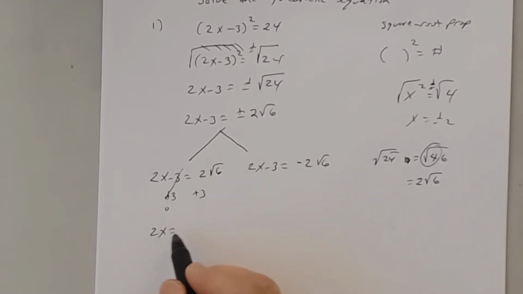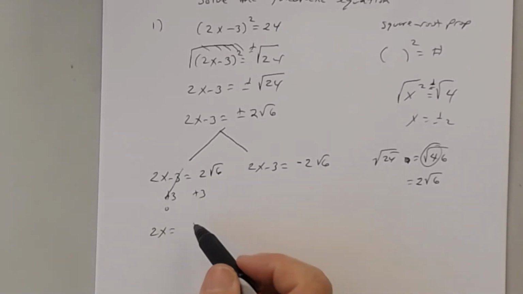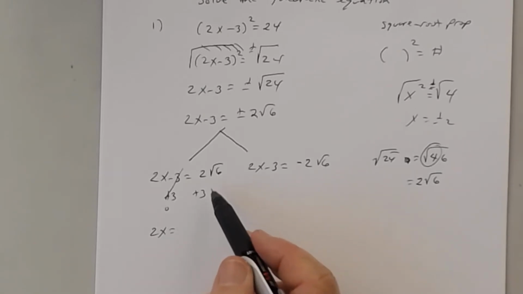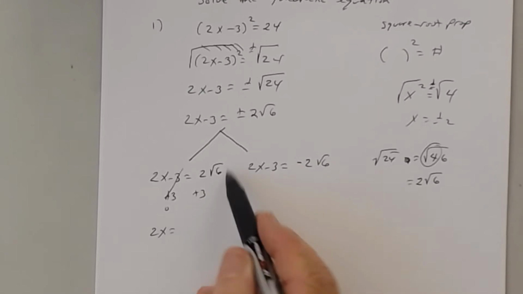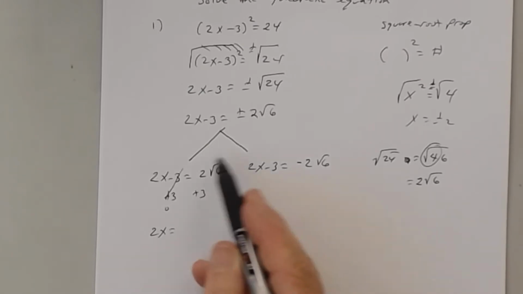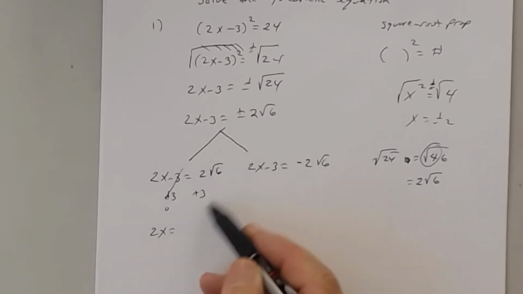Now here's where you're going to mess up. You're going to say 2x equals. Now what should be on this side right here? What's this? I'm not going to say because I don't want to give it away, but what is this that I'm circling? What's that the same as?